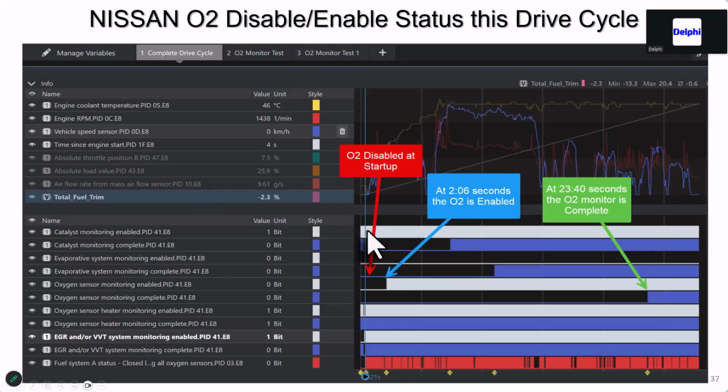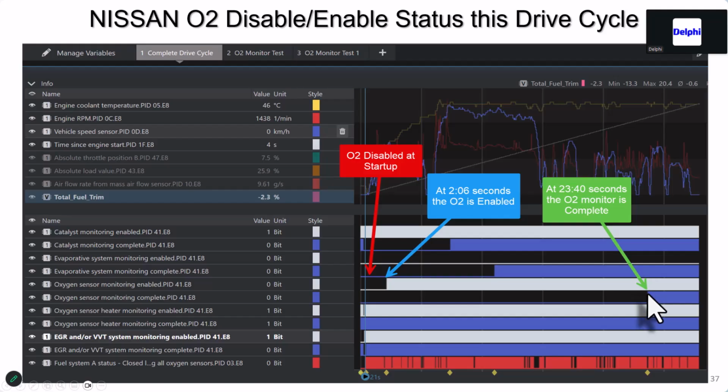Okay, now here's the Nissan that you're going to see. When I tell you, if you see a Nissan that says disabled, start it up. If it still says disabled, just run it a while. And what you'll see in this particular car, at over 2 minutes, the O2 became enabled. This was not the way it was supposed to be written, but I see a lot of Nissans this way. Then as you're driving, it's now enabled, and look at what happened to the O2 over here. 23 minutes later, this is a long time for a monitor test to run, but that's the way these Nissans are, the O2 completed.